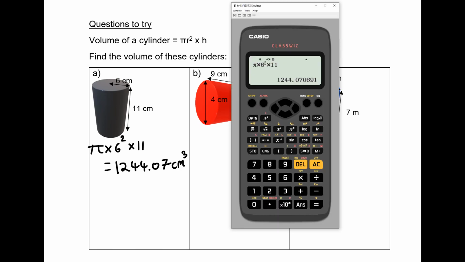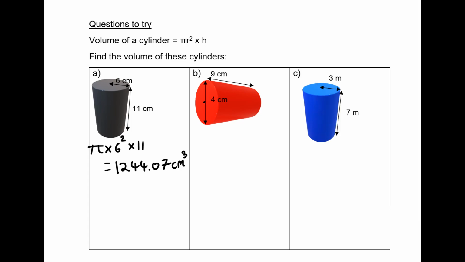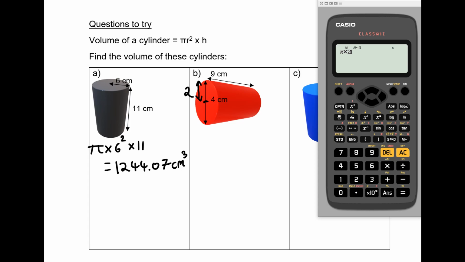For B, this time you've got to be careful, the radius is 2 centimeters because the diameter is 4. So I have pi times 2 squared times 9, which is going to be 36 pi, which is 113.10.